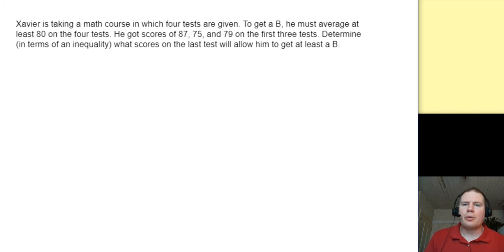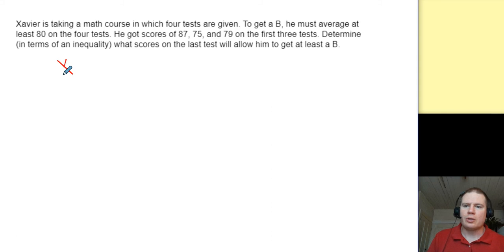Okay, let's apply what we know about inequalities and what we know about problem solving to answer some questions that are dealing with real life. So, Xavier is taking a math course in which 4 tests are given. To get a B, he must average at least 80 on the 4 tests. So before I start looking at the other numbers, this is key here. We're looking at the average of the 4 tests.